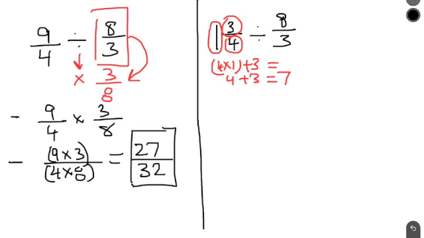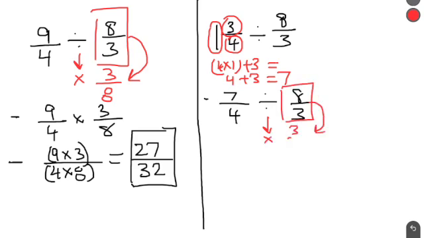So what do you do with that 7 now? The problem now becomes 7 over 4 divided by 8 over 3. Okay, we still have the division sign there, so what do we do? We flip the sign to multiply, and then we invert the fraction to 3 over 8. So now the problem becomes 7 over 4 multiplied by 3 over 8.